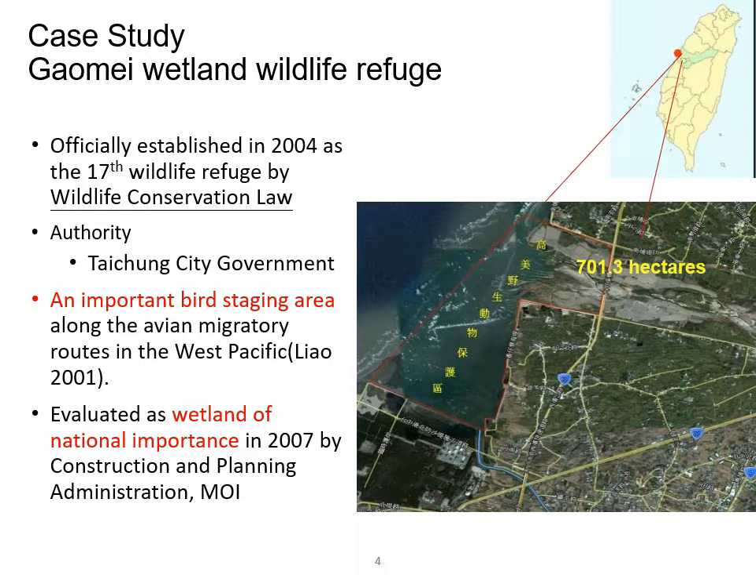In our research, we chose Gaomei Wildlife Refuge as our case study. This protected area was officially established in 2004 as the 7th wildlife refuge under the Wildlife Conservation Law, which is under the authority of Taichung city government. This protected area is not only an important bird staging area and a wetland of national importance in 2007, but also one of the most important tourism destinations in middle Taiwan.